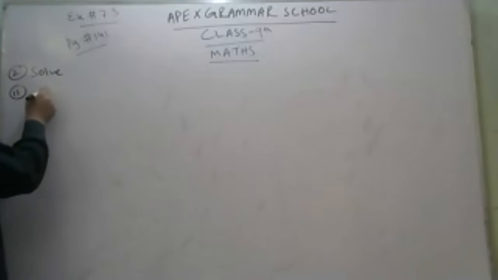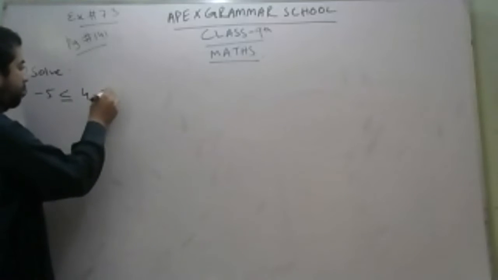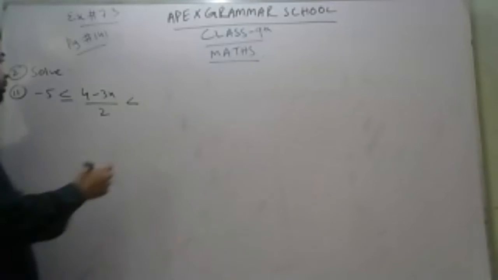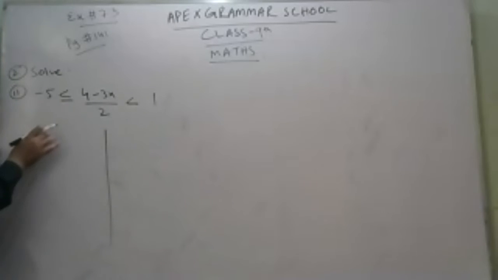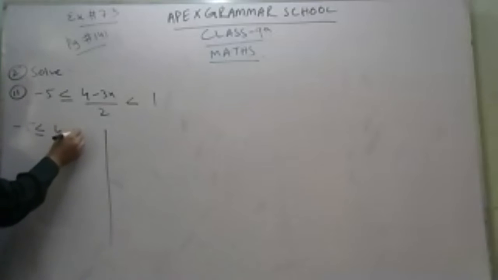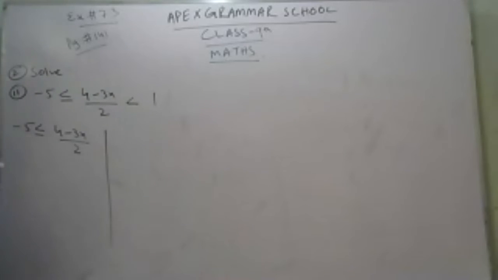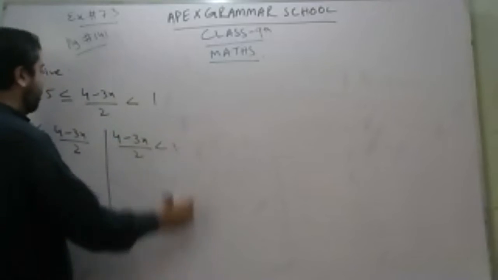-5 less than or equal to (4 minus 3x) over 2, less than 1. Now separate them. -5 less than or equal to (4 minus 3x) over 2. And this thing is also connected with this one. So you will write here (4 minus 3x) divided by 2 less than 1.